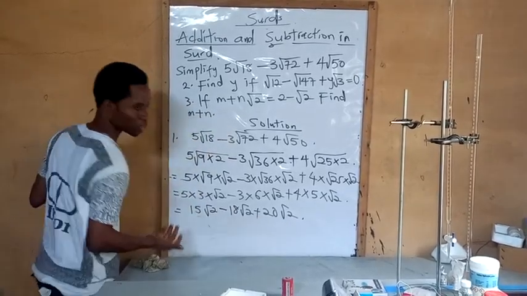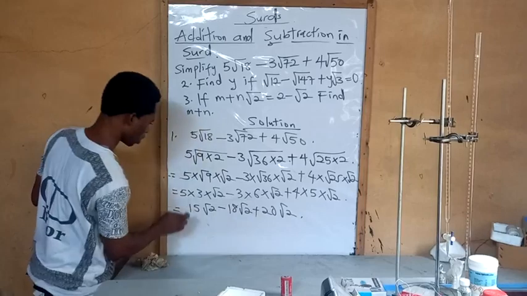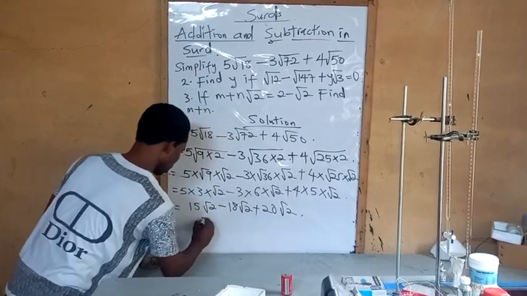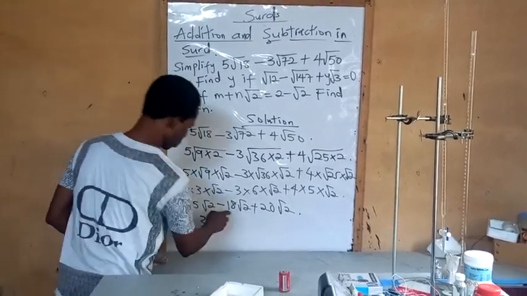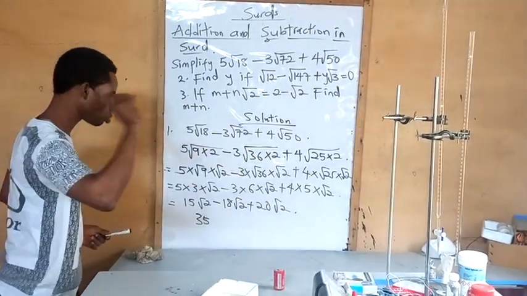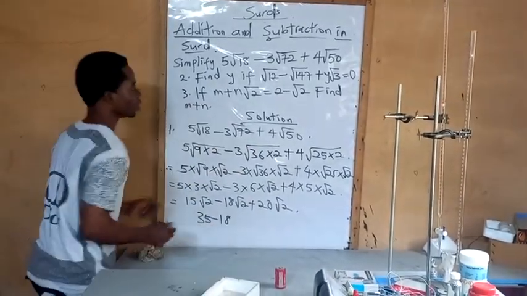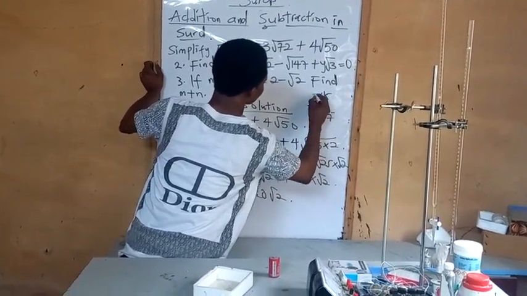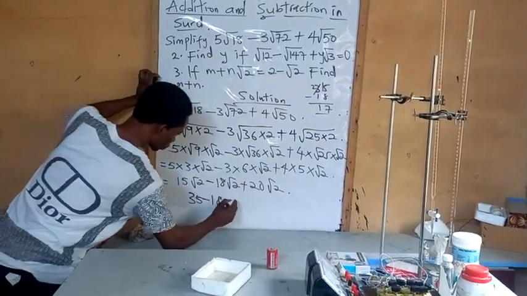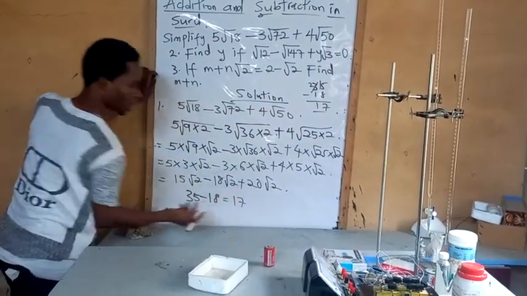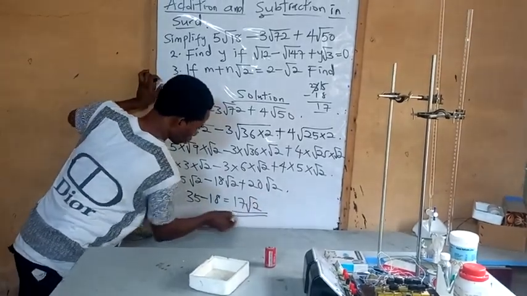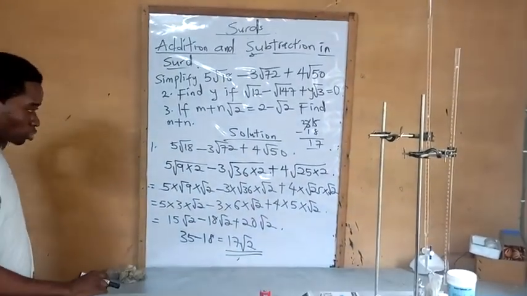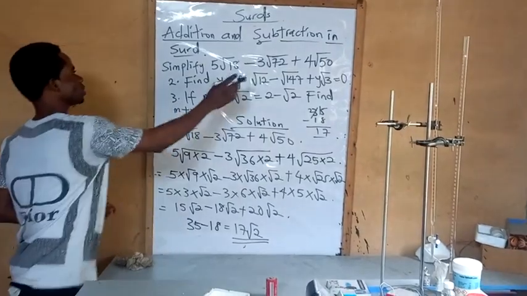So the ones that are having plus, add them together. This one is having plus and this one is having plus. So 15 plus 20, that is 35. Minus 18, because they all have the same root, you just pick one root for the answer. 35 minus 18: 15 minus 8 is 7, 2 minus 1 is 1. That is equal to 17. I told you, pick one root out of the 3. 17 root 2. That's the answer for number 1. That's how to do the additions and the subtractions. Now let's do the number 2.